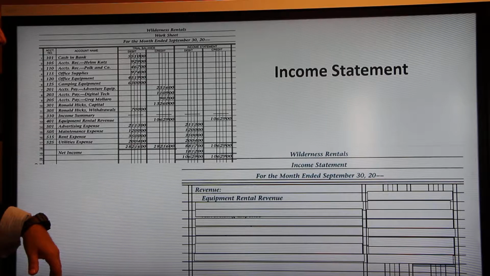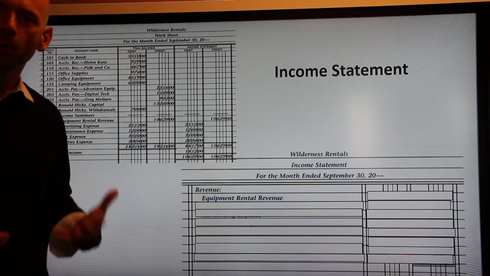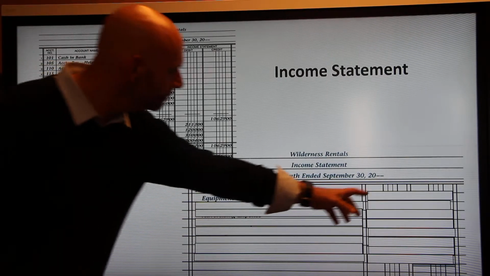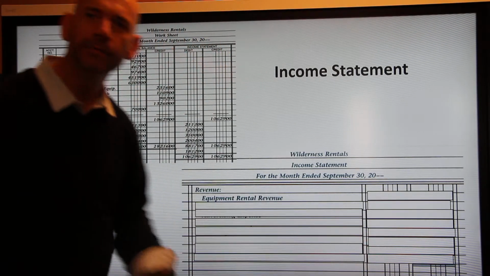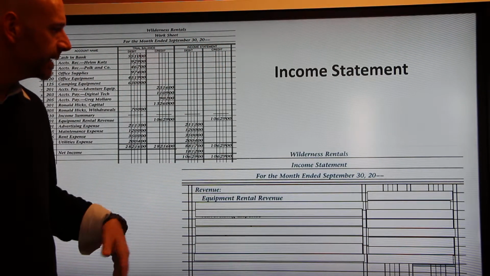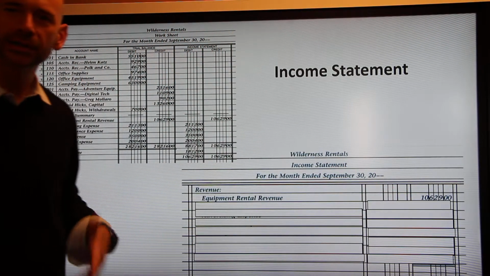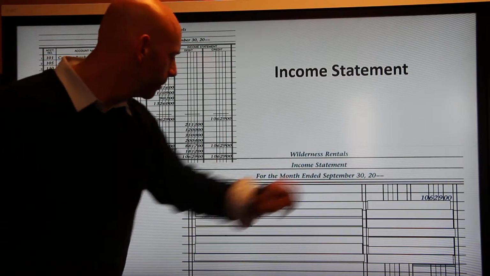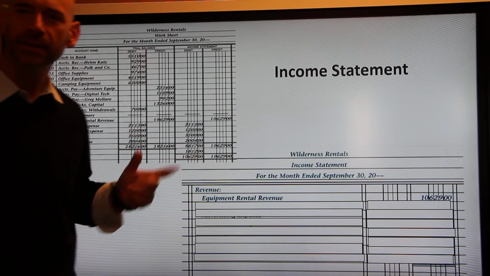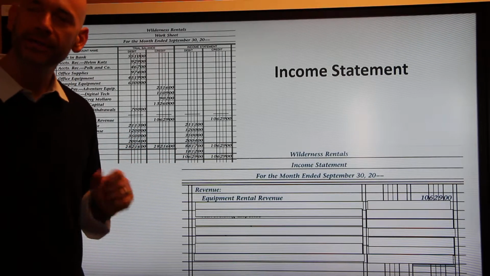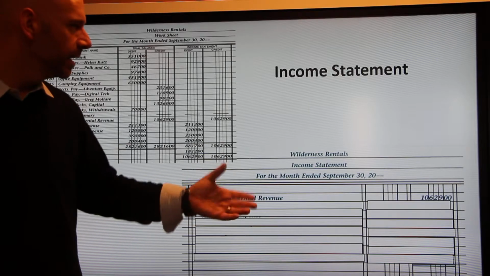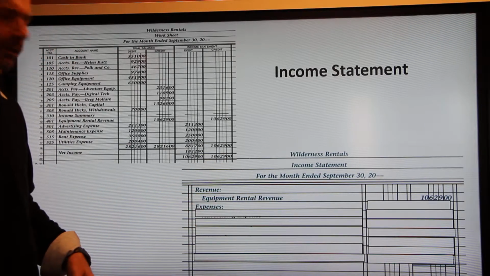Now, if there is more than one revenue account, you would list them here in the left column. But if you only have one, it's okay, because that's the total. You would just go right ahead and put that amount over in the right column, which is considered the totaling column. So now that we have all of our revenue accounts, that's the second section. The third section on the income statement is our expenses. So we would list the term expenses underneath there.